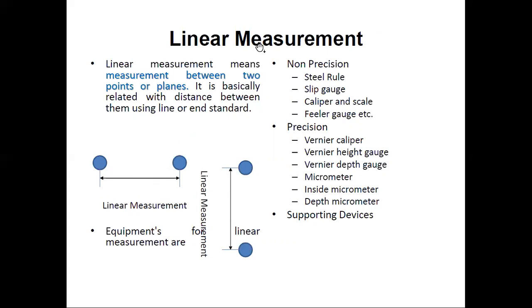Let us see. Linear measurement means measurement between 2 points or planes. It is basically related to the distance between them using line or inch. So linear measurement can be done with the help of a line standard as well as an inch standard. Line standard means simply using a simple ruler.